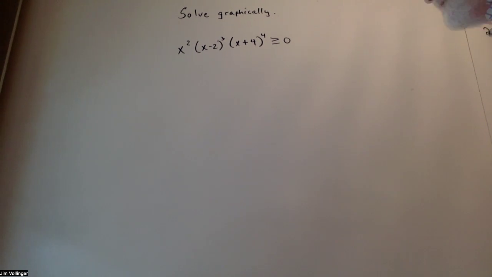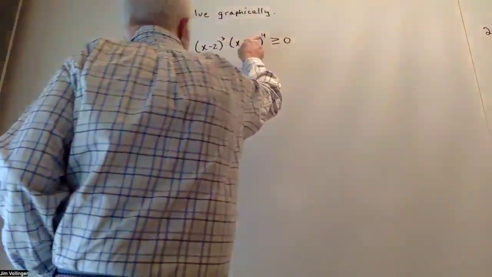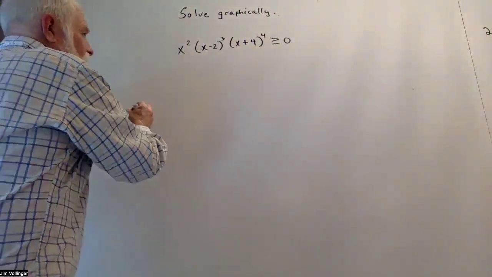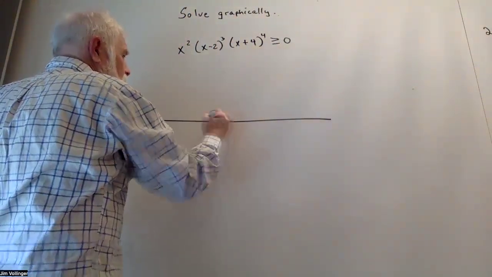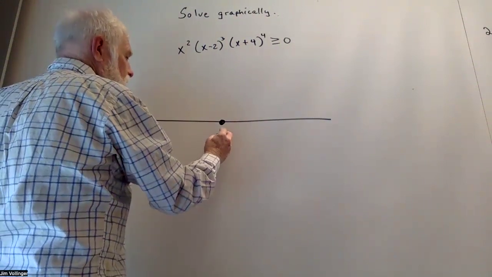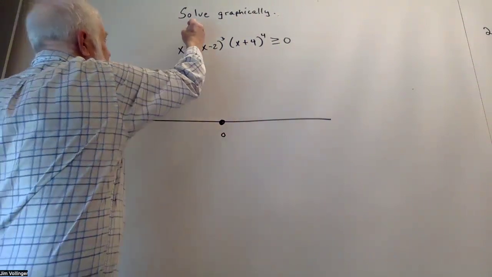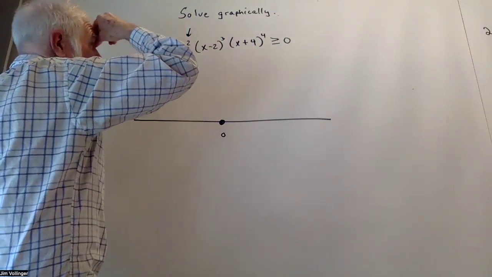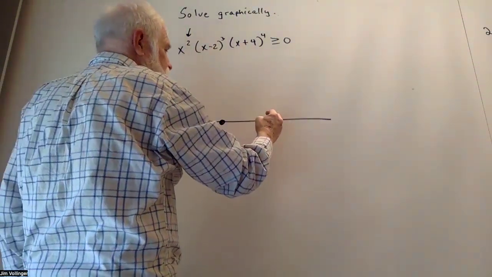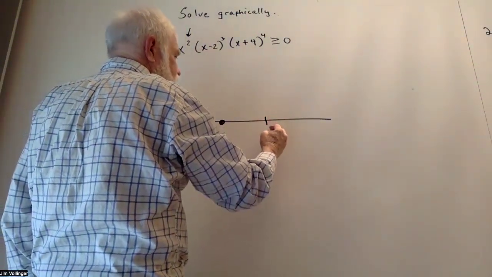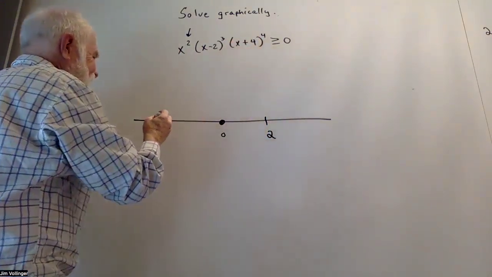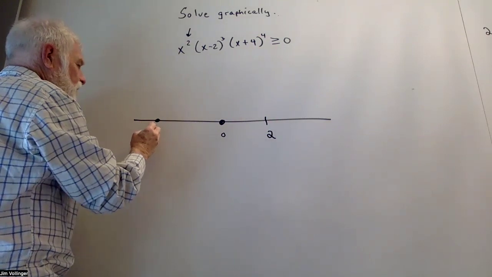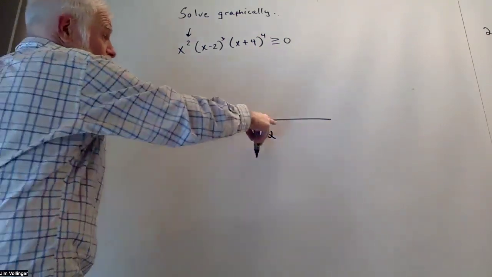All right, so what do I see here? I see different types of exponents, odd and even, and I talked about that in previous videos. So I am going to put a 0 in that 0. I'm going to put a dot because it's an even exponent, so I won't get a sign change. At 2, I'm going to get a sign change. And at -4, I'm not. Oh, this is going to be a real quick one. Okay, so I only have 1 sign change.